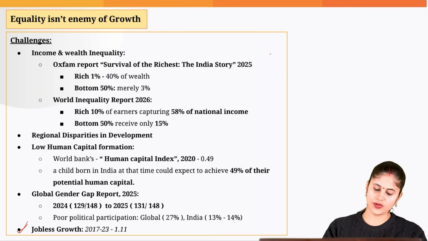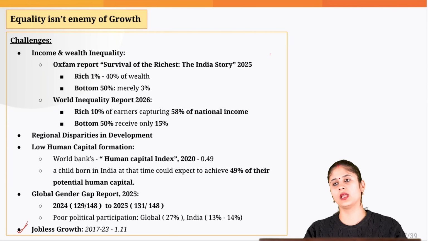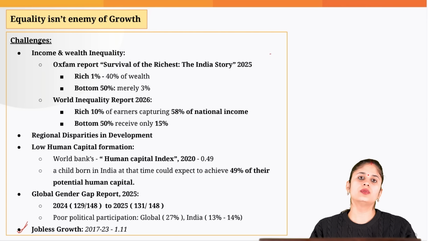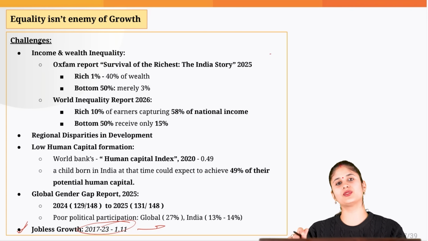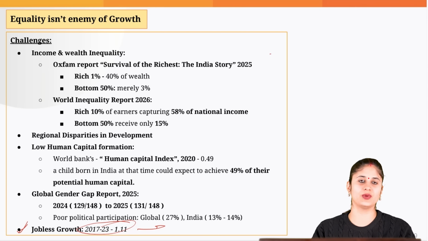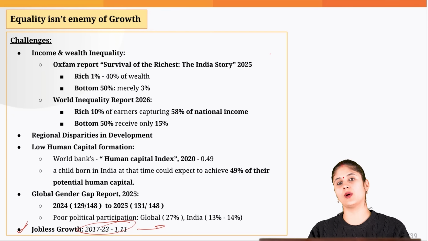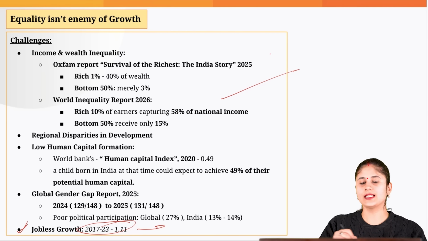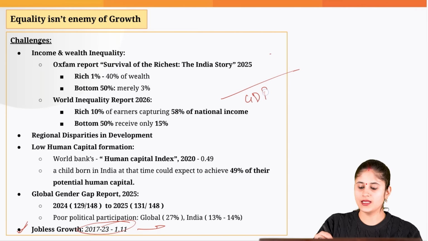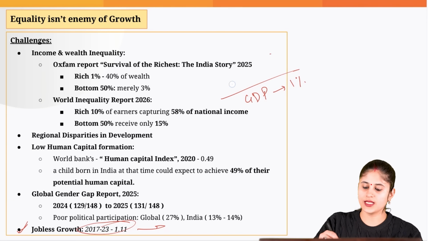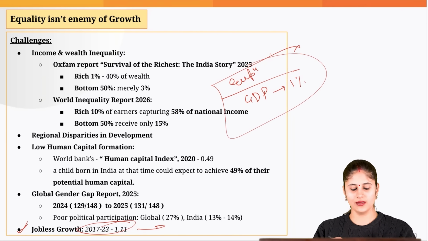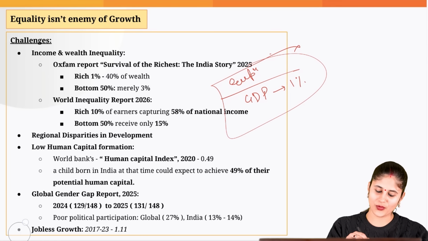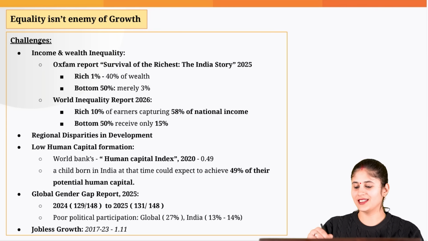Then in India, we are witnessing jobless growth. When it comes to PIB data, I saw recently that they have stated that employment elasticity with respect to India is 1.11. Employment elasticity basically tells me that if my GDP is increasing by 1%, what is the resultant change in employment? So according to the PIB, this is good. A 1% increase in GDP is actually leading to a 1.11% increase in employment.